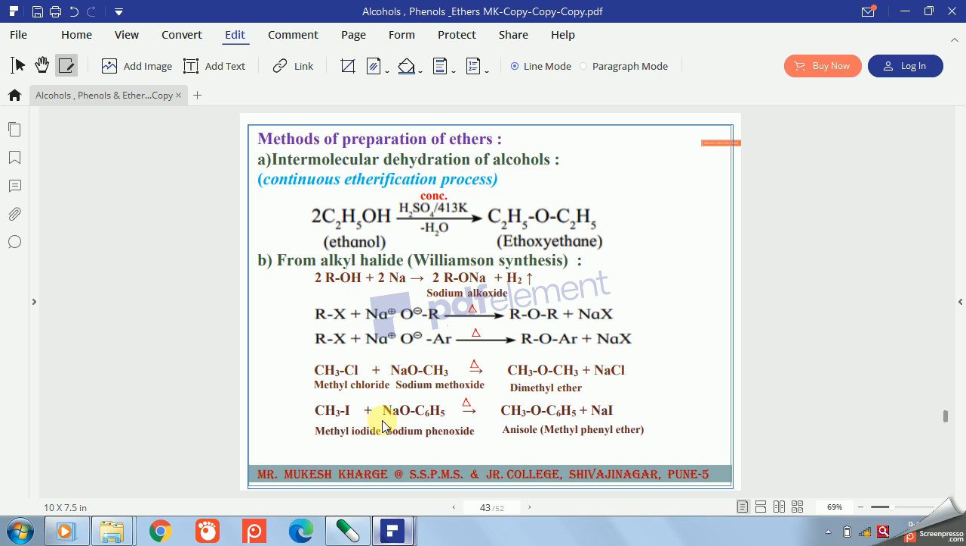So this is the reaction by which we can convert phenol into ether. Phenol is first converted into sodium phenoxide, then we react it with methyl iodide, and we get methyl phenyl ether. So this is the reaction, and it is also known as anisole.